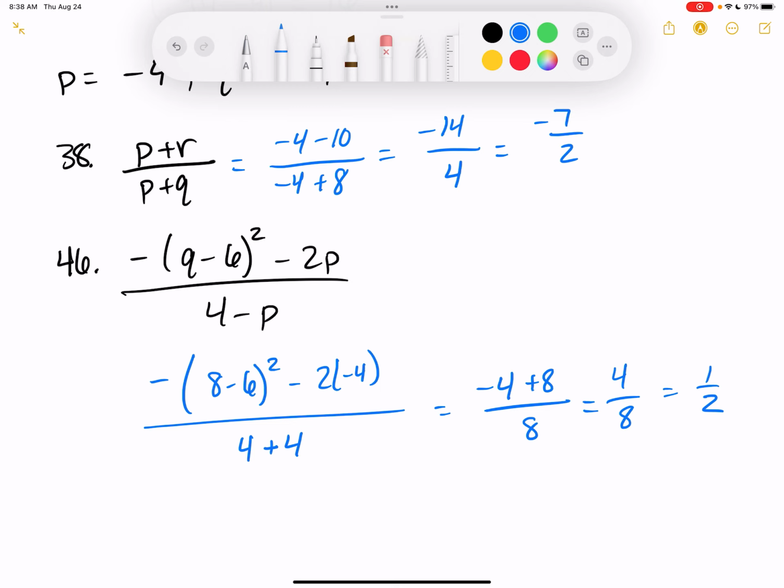Okay, next one, say to identify the property illustrated in the statement, assume all variables represent real numbers. So these are going to be the like closure, commutative, associative, identity, inverse, distributive, and then like the multiplication property. So basically it's going to show you like a step that gives you something, and we're just going to say what property it is. So this is getting blurry. Let me fix this. I'll try.